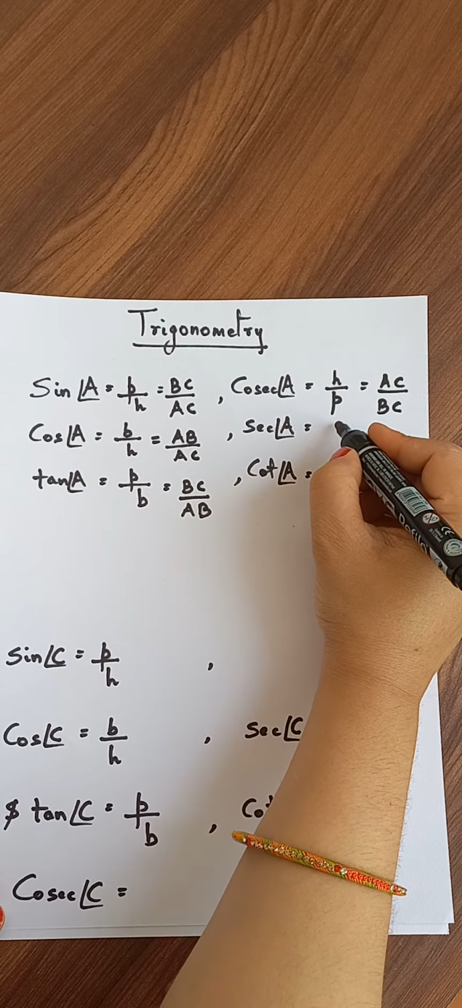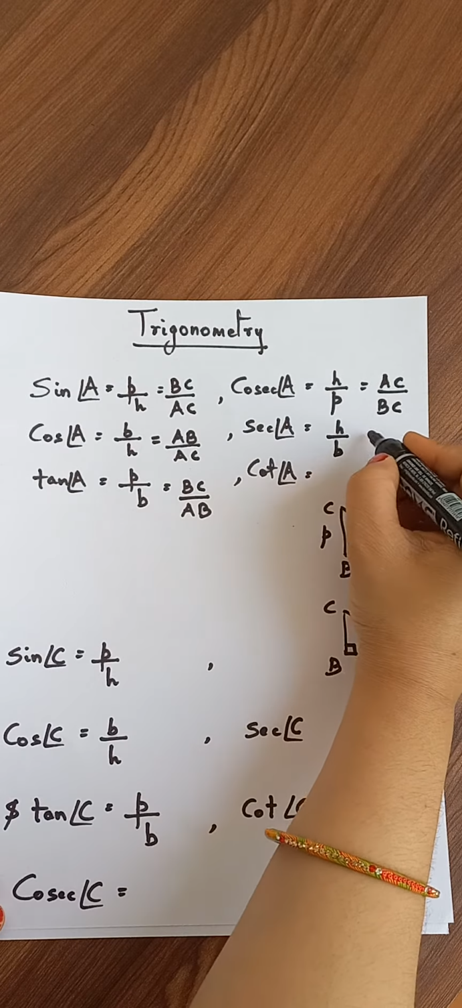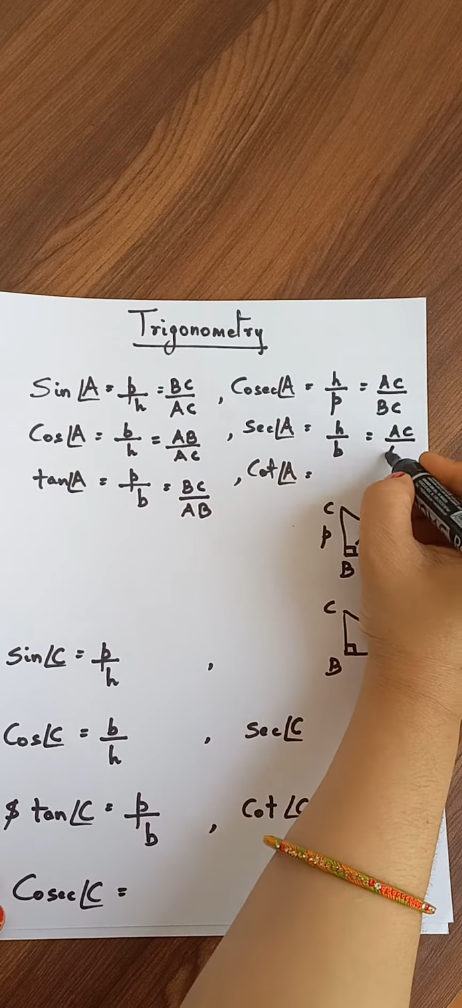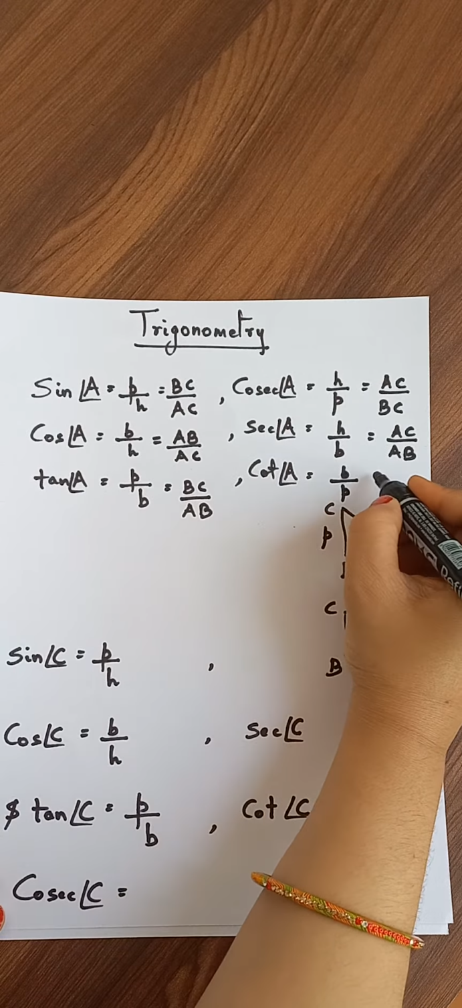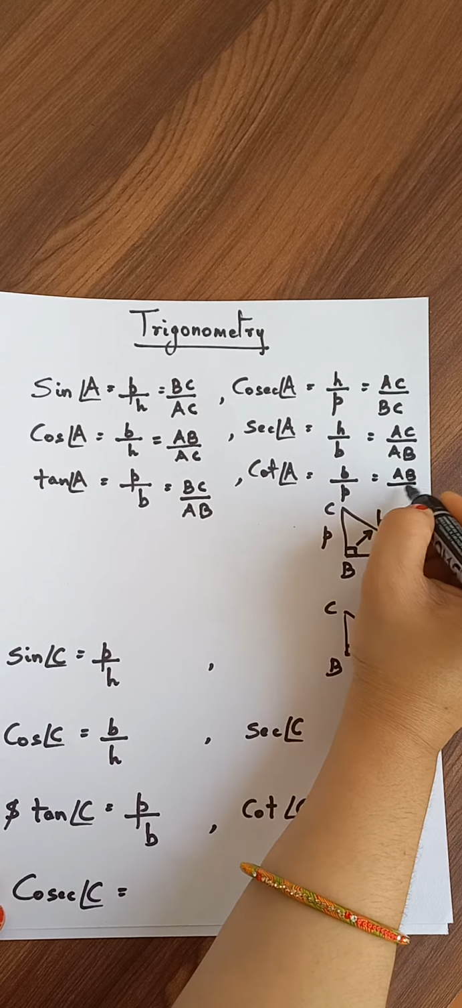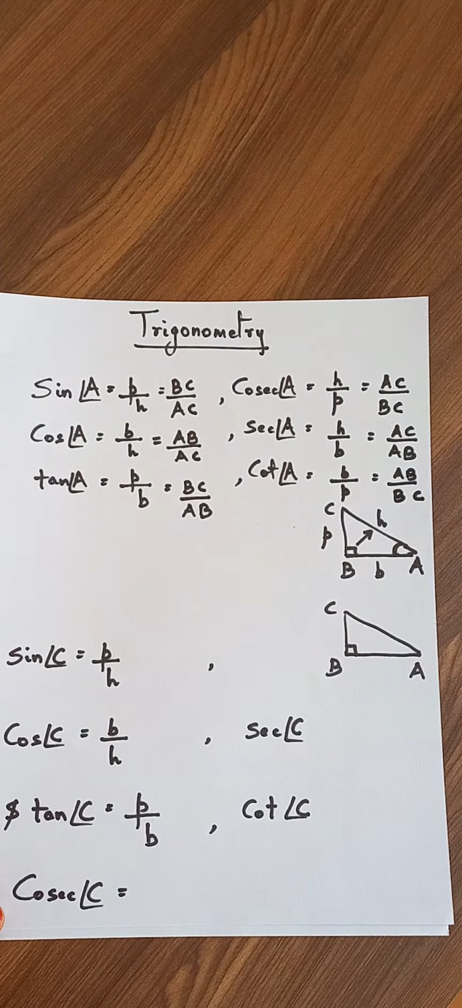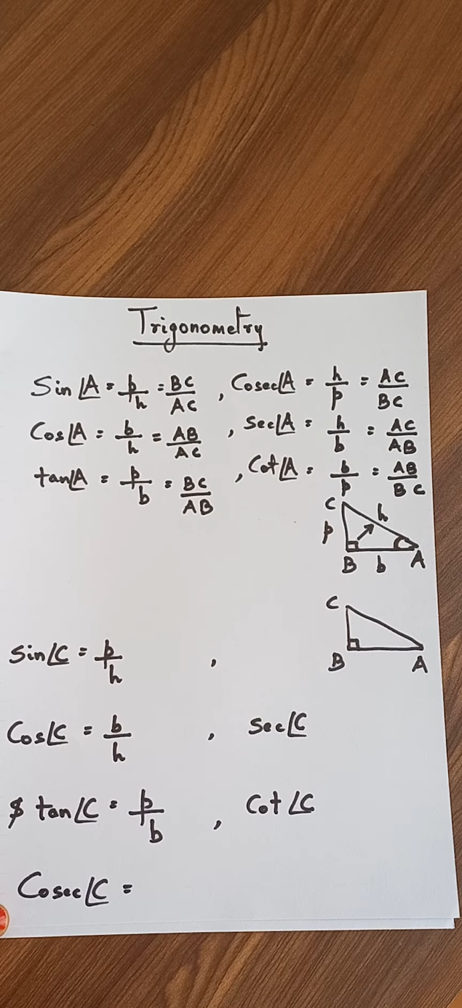Similarly for sec A, it is h upon b, so it will be AC upon AB. And for cot, it is b upon p, so it will be AB upon BC. So these 6 trigonometric ratios we have found out for angle A in this right angle triangle. Now we'll see something different, that what happens if we change the angle.